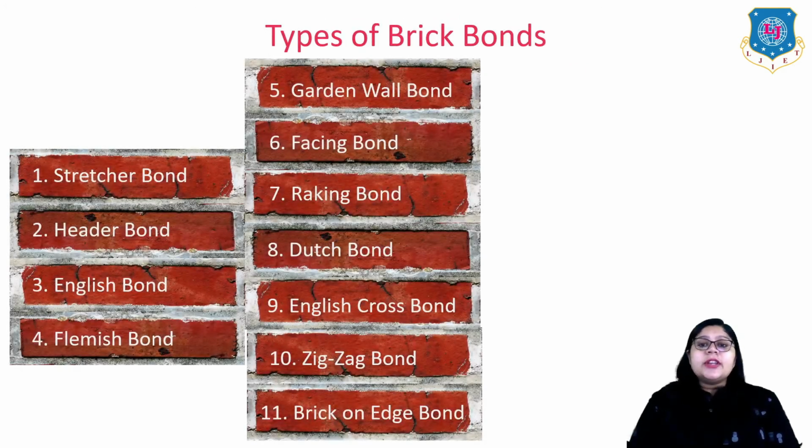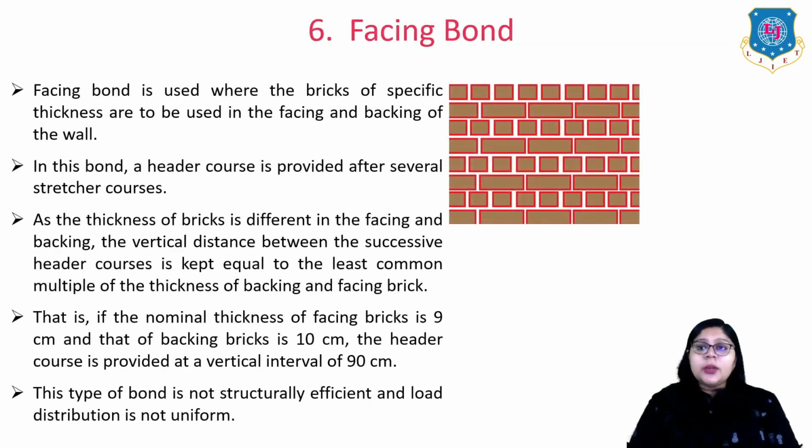Now let us move to the sixth one, which is facing bond. It means the facing bond is used where the bricks of specific thickness are to be used in the facing and backing of the wall. In this bond, a header course is provided after several stretcher courses.